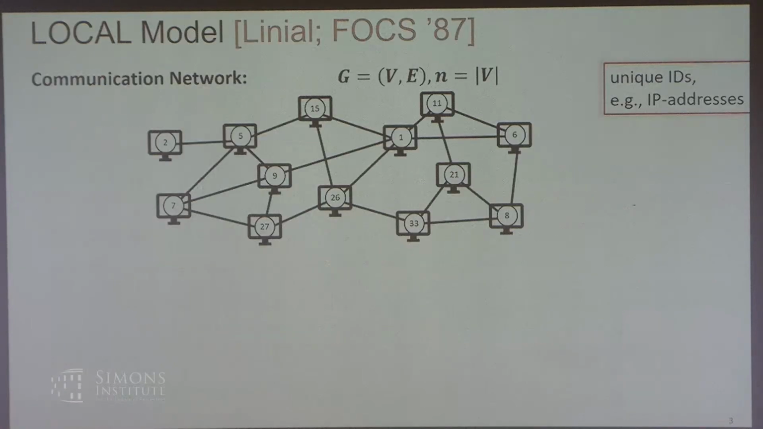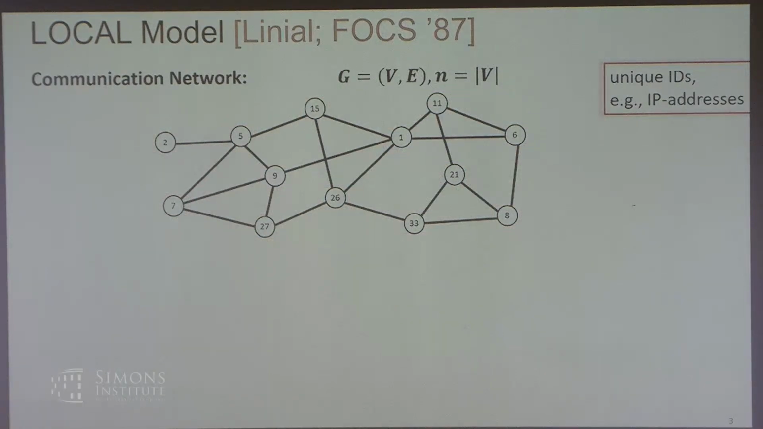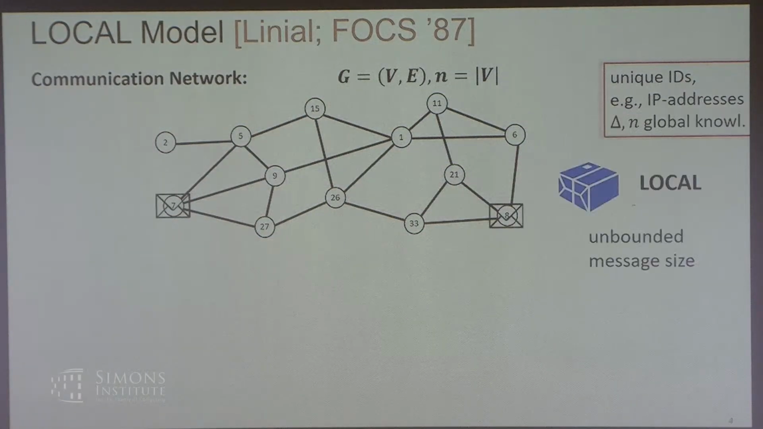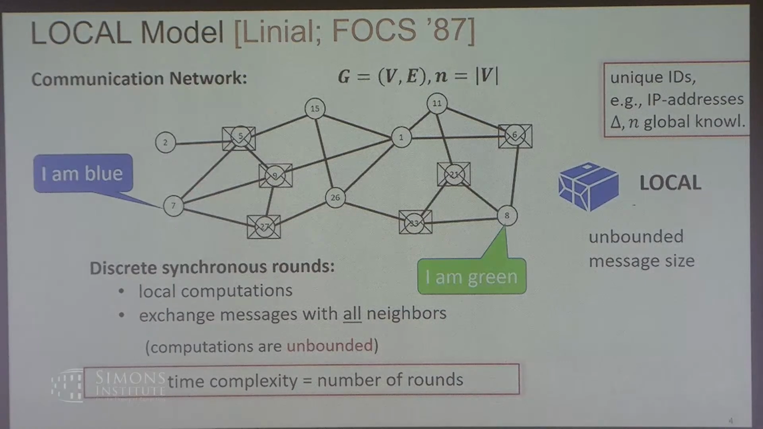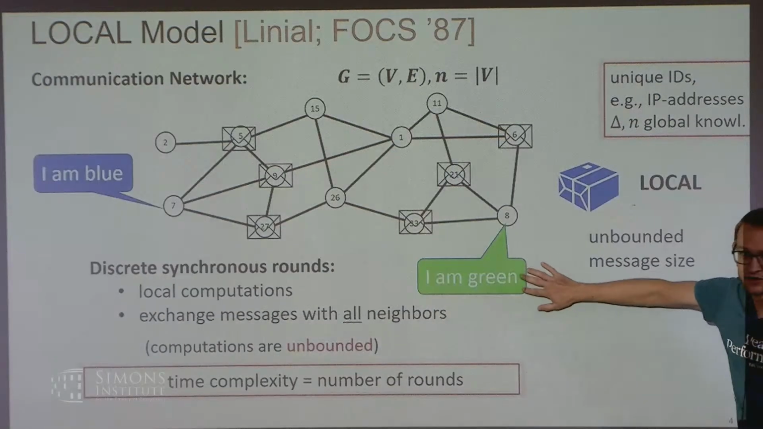So let's start with the model of computation. We use here the standard LOCAL model. We have a communication network. We abstract it as a graph, and then the vertices in this graph communicate through the edges in discrete synchronous rounds. In one round, a vertex can perform some local computations and exchange messages with all of its neighbors. The message size here is unbounded, and the time complexity is the number of rounds until we've solved the problem, where every node here is responsible for its own part of the output.